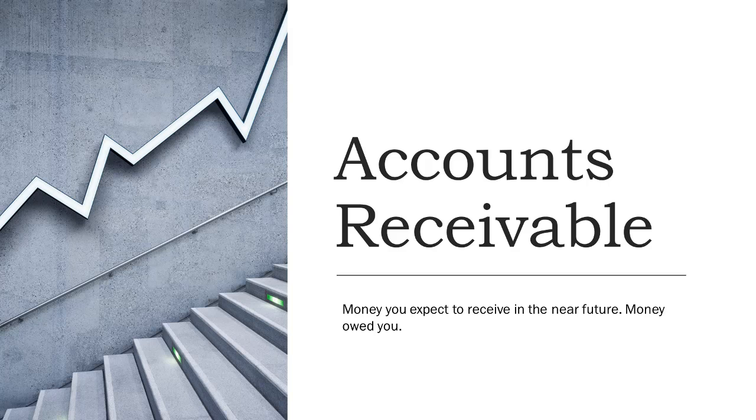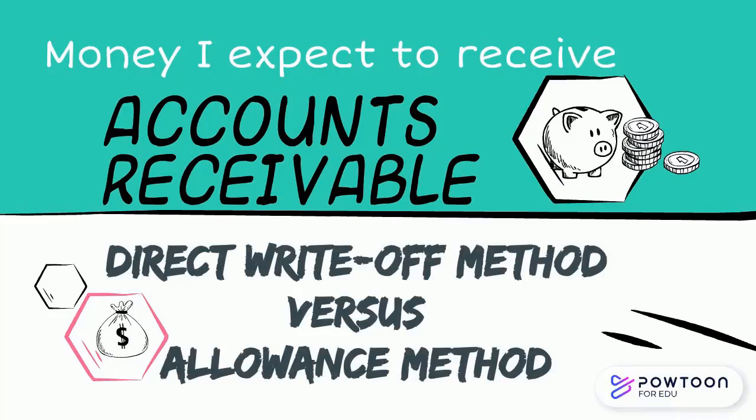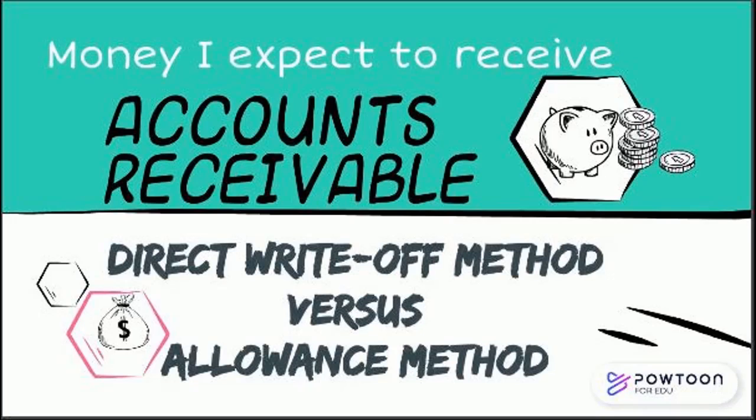The chapter talks about the difference between two different types of allowance or write-off processes. One they call the direct write-off method of valuing accounts receivable, and the other is called the allowance method. Now, what's the difference between the two? Well, let me give you a simple example.